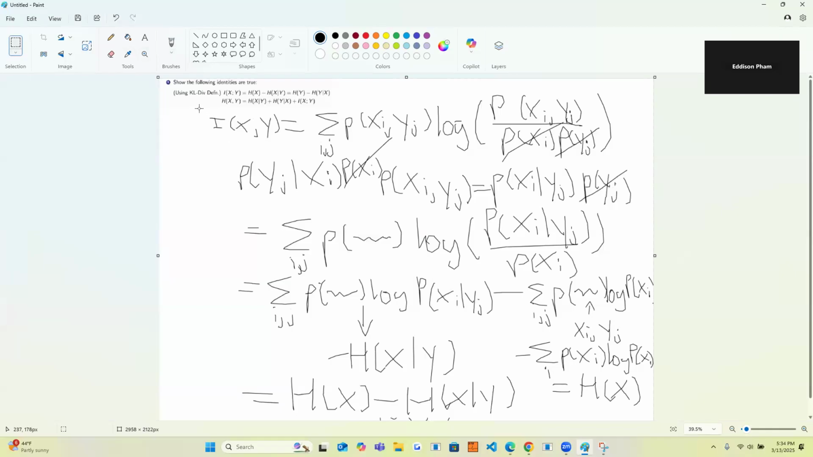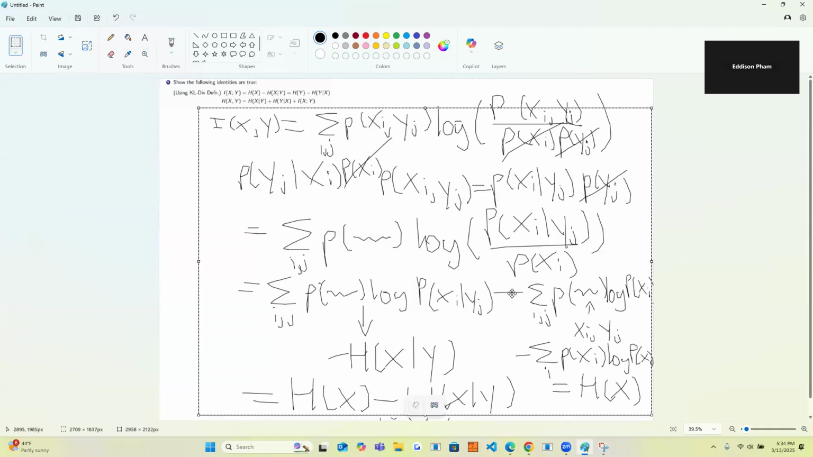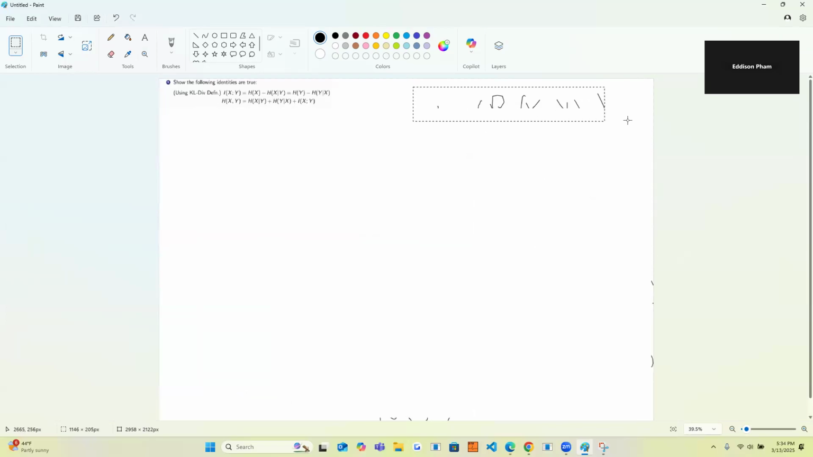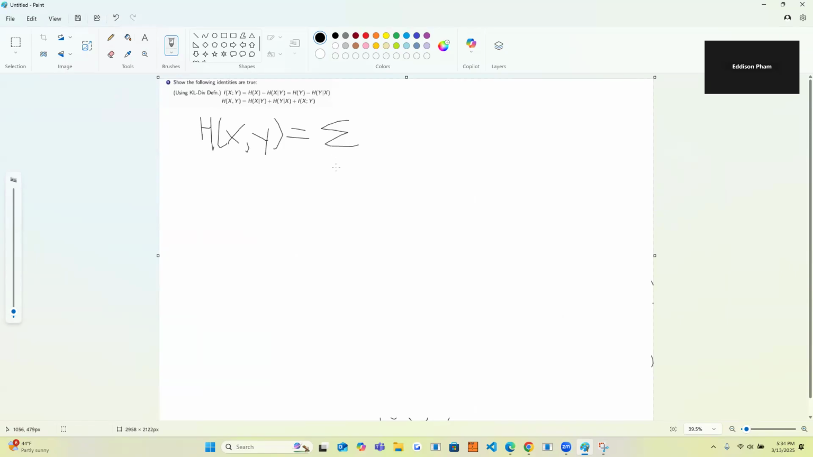As for the next one, like I said, you have to treat this xy as a vector, a random vector. Sum over ij of P of xi, yj. Actually, we can throw out the negative here. Log P of xi, yj.